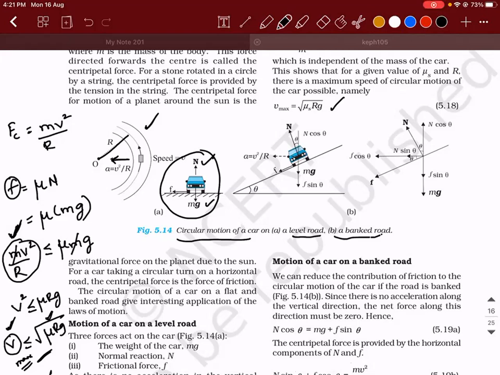What is mu s, sir? Mu s is the coefficient of static friction. Is it a constant? Yeah, for that road it is constant, unless you do some friction treatment for it, like applying grease or dropping some oil on top of the road, something like that. Unless that is done, it is fixed.